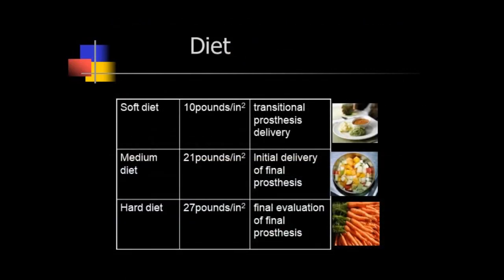Next element is diet. So, the dentist controls the diet of the patient in order to prevent overloading during the early phases of the restorative process. So, soft diet is advised where the masticatory force limit is 10 pounds per square inch, and this is during the transitional prosthesis delivery. And a medium diet, where the masticatory load limit is 21 pounds, is during initial delivery of the final prosthesis. And a hard diet is advised when the masticatory force limit is 27 pounds, and that is during the final evaluation of the final prosthesis.